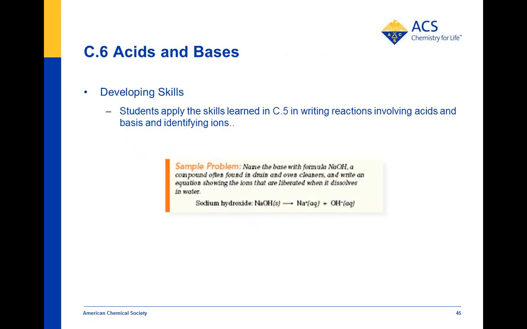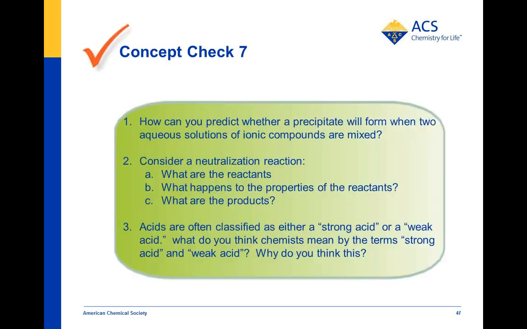So in C6, we have a developing skills. They apply the skills that they learned just in the previous unit in writing reactions involving acids and bases. They look at identifying the hydroxide and the hydronium ions. So they're using all that information that you just taught them in an actual application so that you can see how it's going and where they are and what corrections you might need to do as far as re-education of acids and bases.